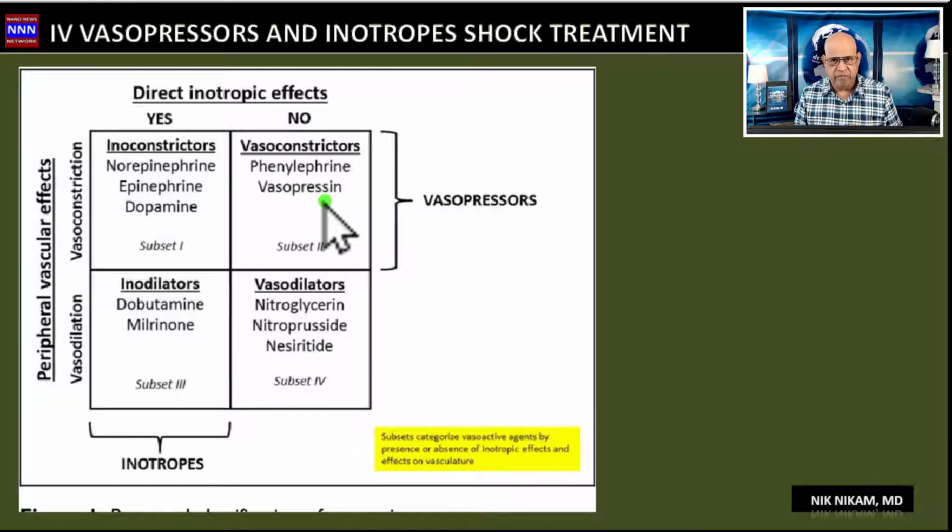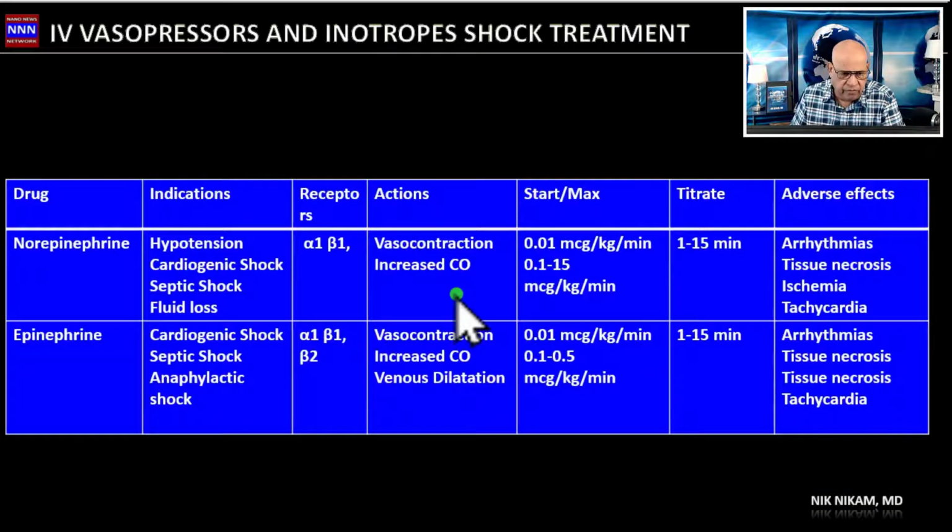Taking this background, let us look at individual drugs and learn something about each one of the drugs that we are going to be using on an ongoing basis throughout our entire practice when we deal with a patient with shock, be it cardiogenic, neurogenic, or be it related to sepsis or volume depletion. Let us start off with norepinephrine.